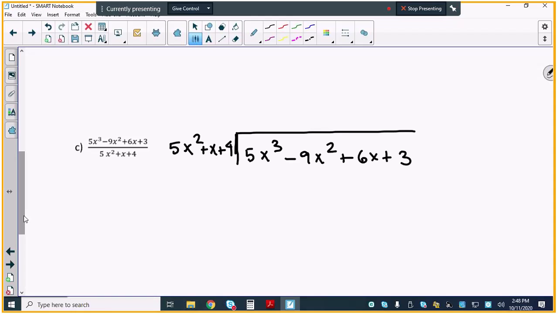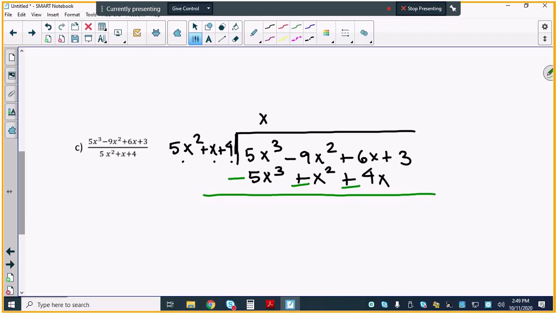First, I need only x that I multiply with 5x squared to get 5x to the power 3, and I keep multiplying. X times x is x squared. X times 4 is plus 4x. Subtraction. So I'm going to change all the signs. Negative. This is also going to be negative. This is also going to be negative. So 5 minus 5 is 0, so they are gone. Minus 9 minus 1 is minus 10x squared. 6 minus 4 is positive 2x. And bring the next term along.